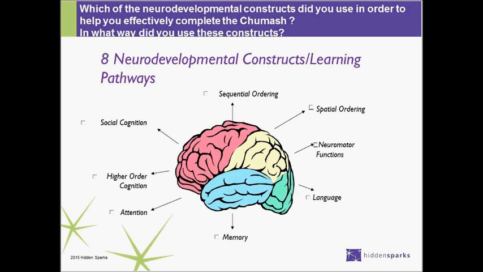Okay, I'm going to start with an example of one of the constructs that we might use from this list. What we have here, on the top, is sequential ordering. In order to complete this task effectively, we would have to use sequential ordering. How would we use that? We'd have to understand the sequence of directions given in order to complete them.